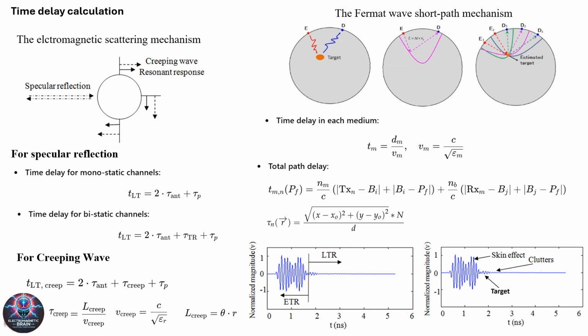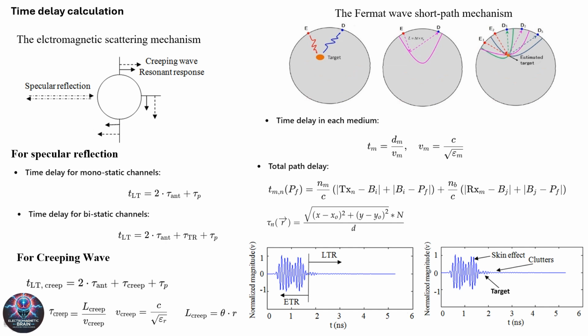Specular reflections occur at the surface of tissues, where the waves bounce off at the same angle as they hit. Creeping wave resonant responses arise when the waves wrap around small objects like targets, which have unique resonant properties that differ from surrounding tissues. The time delays associated with these responses provide critical information for distinguishing between different tissues and abnormalities.